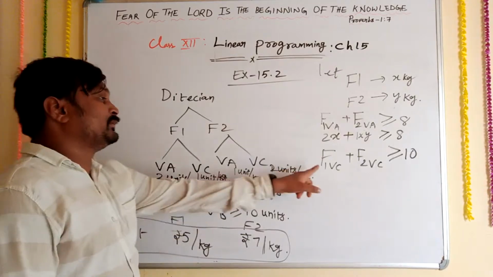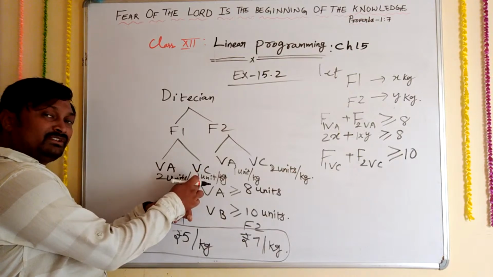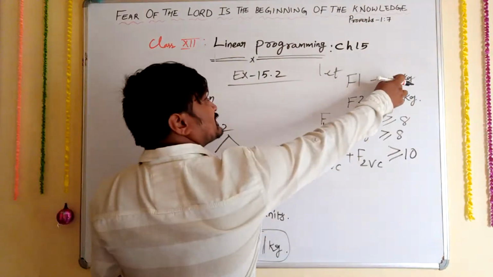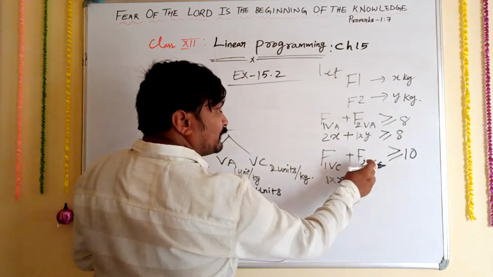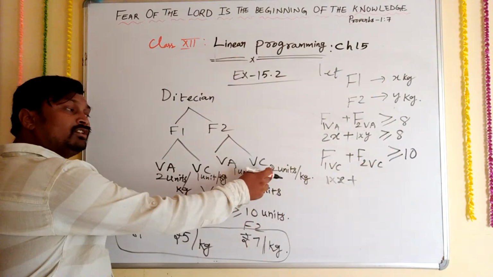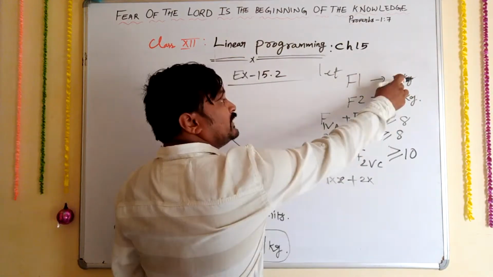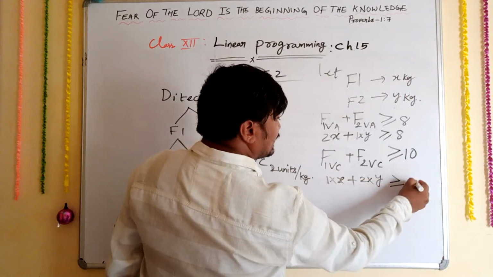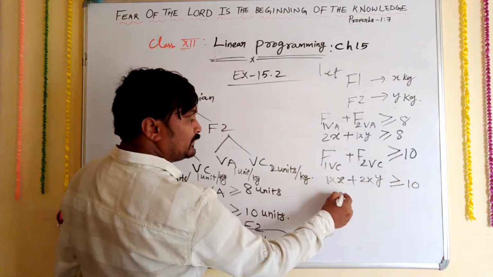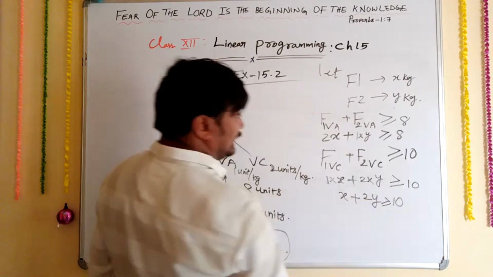Okay, next here, food 1 vitamin C. So food 1 vitamin C, how many units? 1 unit. But food 1, how many kgs? X. So that is 1 into X plus. Now food 2 vitamin C, how many units? 2 units. So that is 2 into food 2, which is y kgs. It should be greater than or equal to 10. So that means 1 into X plus 2 into Y, 2Y is greater than or equal to 10.